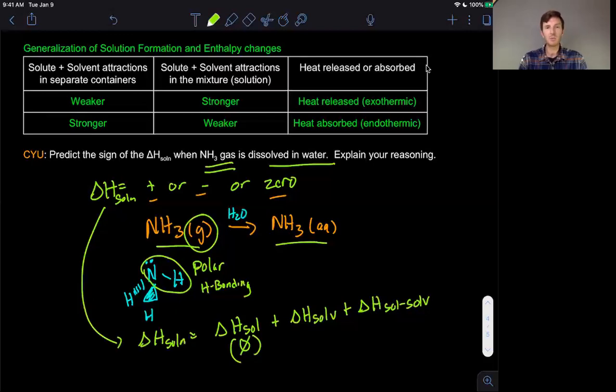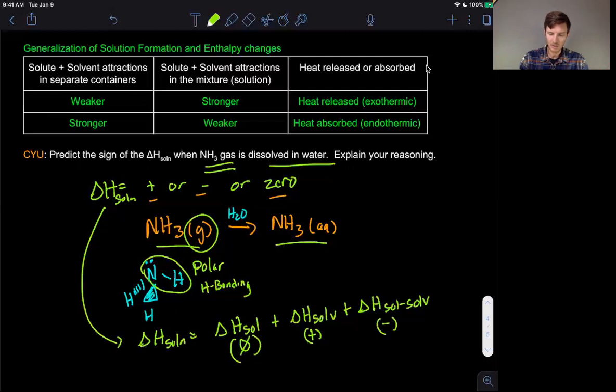Then we have the enthalpy change of our solvent. Again, that would be positive. We've got to make some space for these ammonia molecules. And again, we're not breaking all of the water attractions. We're only moving them apart to make some space for those ammonia molecules. And then we're going to have our solute-solvent interactions that weren't present before. And again, that will be negative.